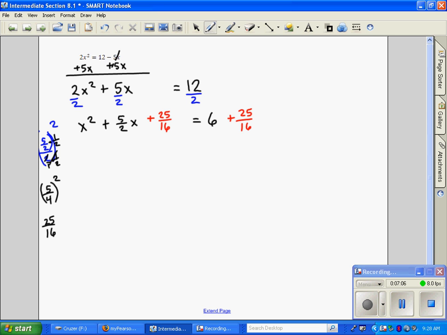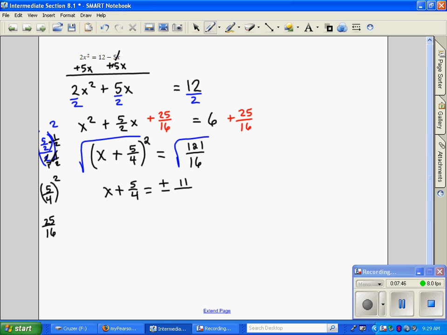So now we use our shortcut. We use variable of the first, so that's x. Sign of the second term, that's plus. Square root of this term, square root of 25 is 5, square root of 16 is 4. Then we're going to put it in parentheses and square it. 6 plus 25 sixteenths is 121 over 16. Now we continue, take the square root of both sides, so you're going to get x plus 5 fourths equals plus or minus. The square root of 121 is 11 and the square root of 16 is 4.